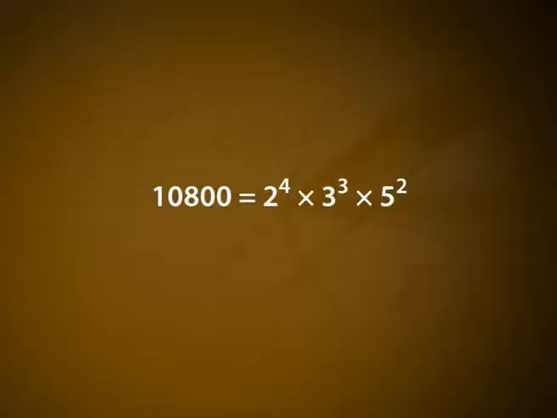Example, suppose the number of different divisors of 10,800 is to be found out. First, the number is written as 10,800 equals 2 raised to 4 into 3 cube into 5 square as a product of prime numbers. Any selection which may include none also of these primes and their product would give a divisor of 10,800. From the multiset, the set of all elements 2, 2, 2, 2, 3, 3, 3, 5, 5, any selection can produce a factor.